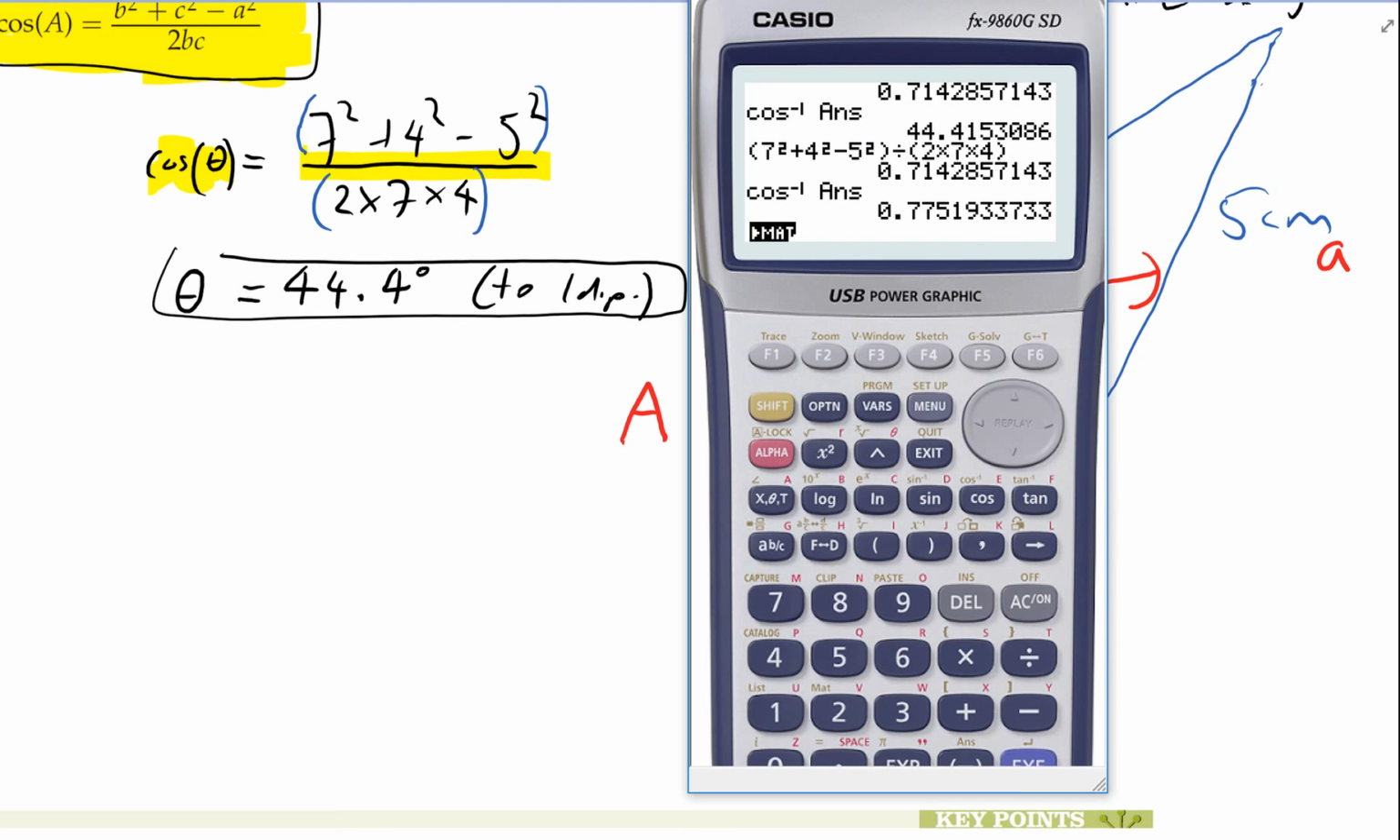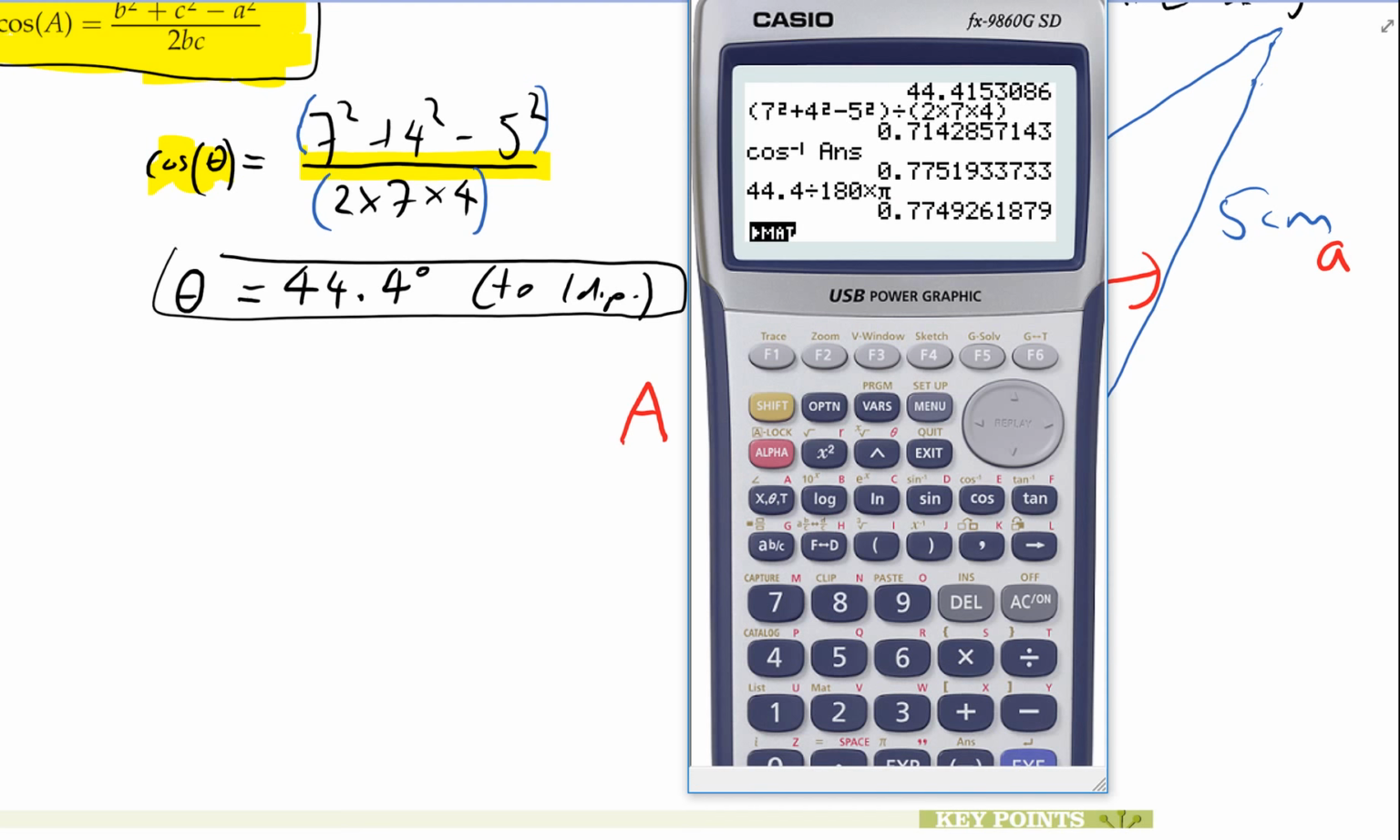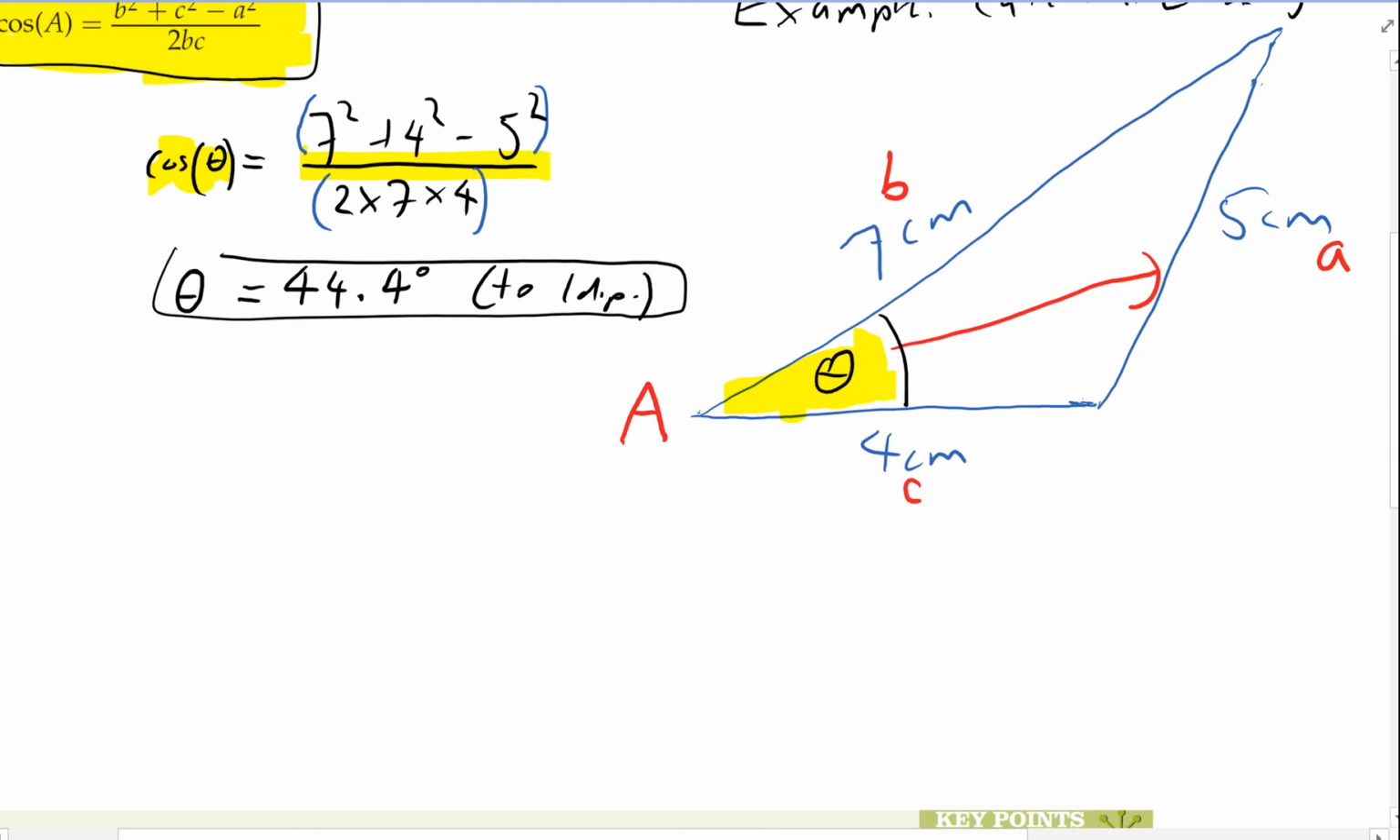Or I could have just gone 44.4, divided by 180, and then times pi, and it would have given me it in radians then as well. And you can see the slight differences due to rounding. Okay, and that's just useful for you if your assessment's in radians, or if you're needing to use your answer in radians. Okay, so that's how to use the cosine rule.